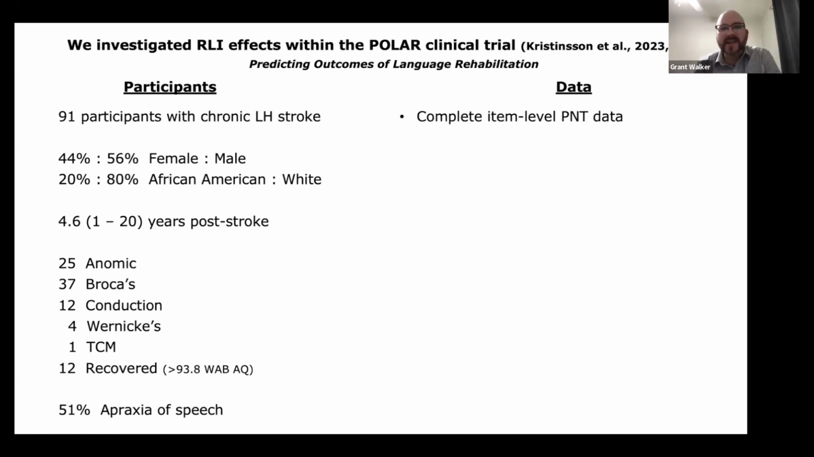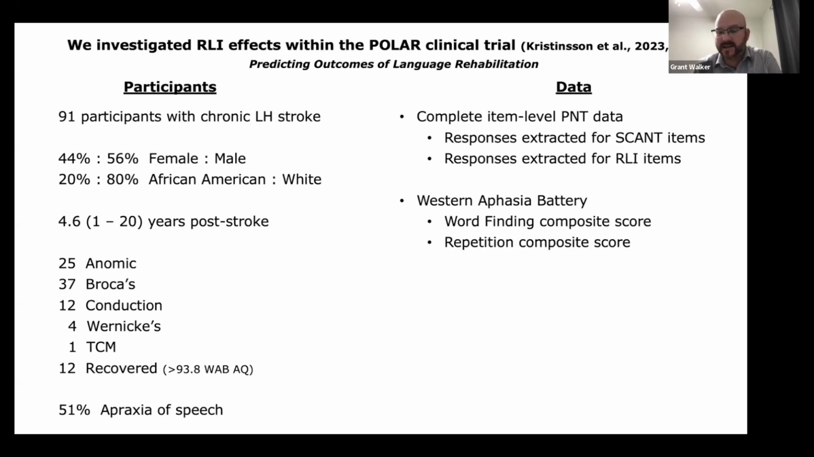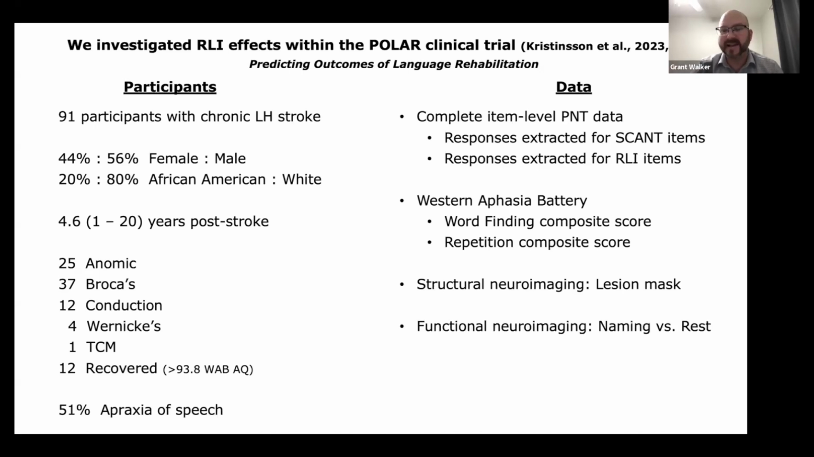From this group, we collected tons of data, but we're looking specifically at their complete item level PNT data. We then extracted responses from the short forms. So we did not administer the short forms by themselves in vivo to these folks. That's something to consider. They also had a Western Aphasia Battery. We looked specifically at their word finding composite score and their repetition composite score. We're going to use those as proxy measures. We also looked at structural neuroimaging, just the lesion mask, that standardized lesion mask in a template space, as well as the functional neuroimaging contrast of naming versus rest.